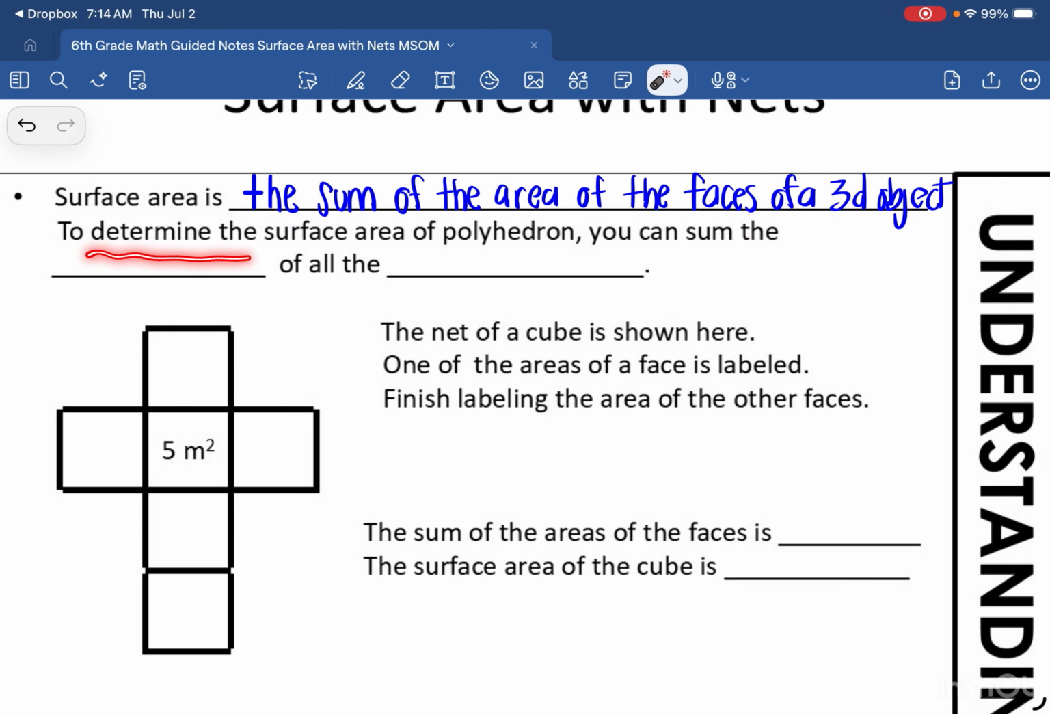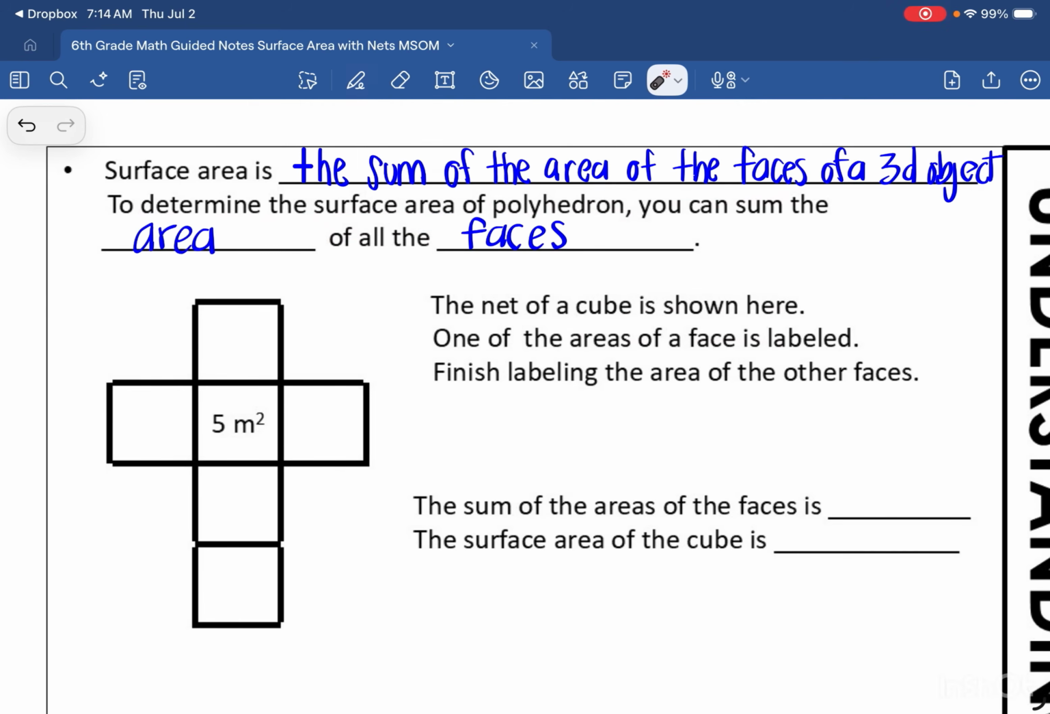Surface area is the sum of the area of the faces of a 3D object. To determine the surface area of a polyhedron, you can sum the area of all the faces. The net of a cube is shown here. One of the areas of a face is labeled. Finish labeling the area of the other faces. Since it is a cube, all sides will be the same. Since it is already labeled as 5 meters squared, all faces will have the area of 5 meters squared.